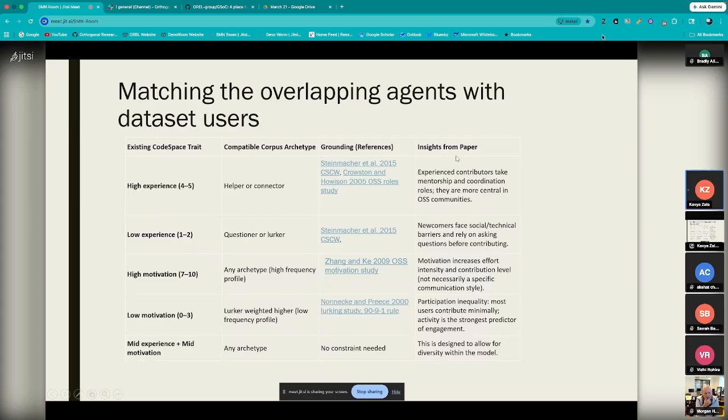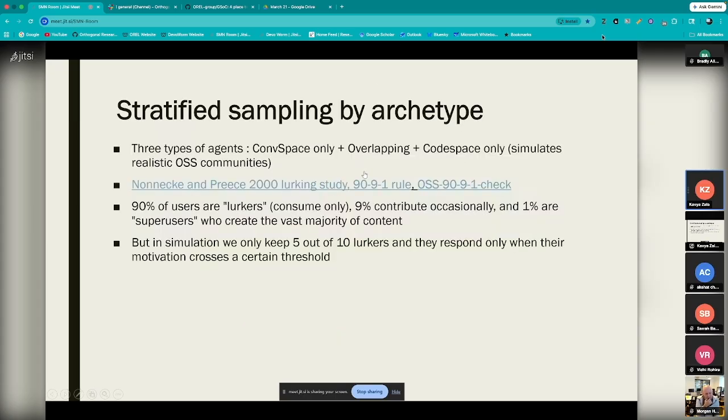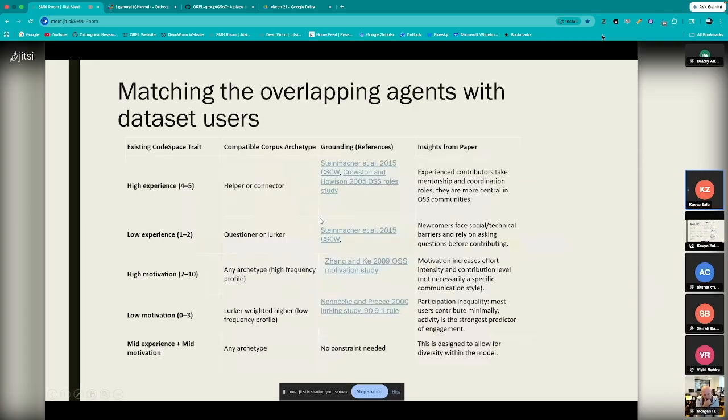Okay, so how would the overlapping agents map to the personas and to the original users of the data set? This is how we can map. The existing code space traits can be matched with compatible corpus archetypes like helper or connector, and these are some of the groundings from which I've inferred, though they have not directly mentioned it, but we can infer from these papers.